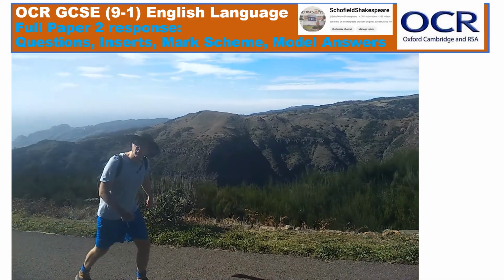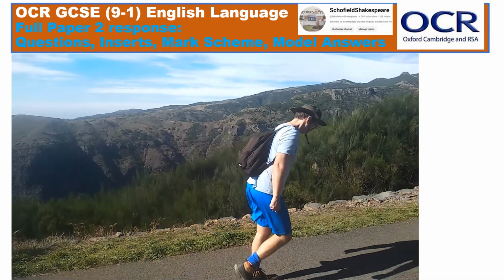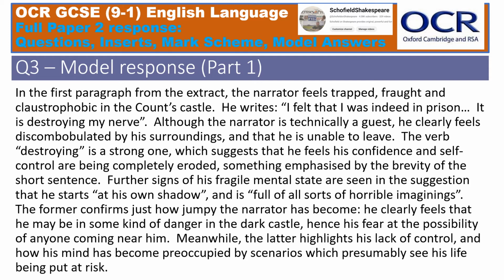Time for my model answer on question 3. In the first paragraph from the extract, the narrator feels trapped, fraught, and claustrophobic in the Count's castle. He writes, "I felt that I was indeed in prison. It is destroying my nerve." Although the narrator is technically a guest, he clearly feels discombobulated by his surroundings and that he is unable to leave. The verb destroying is a strong one, which suggests that he feels his confidence and self-control are being completely eroded, something emphasized by the brevity of the short sentence.